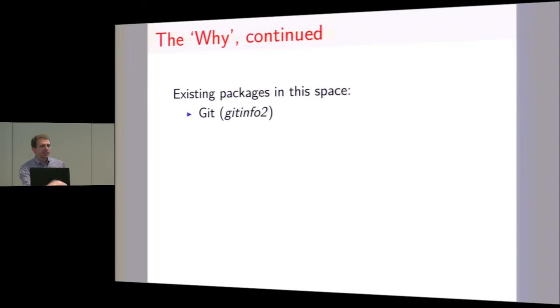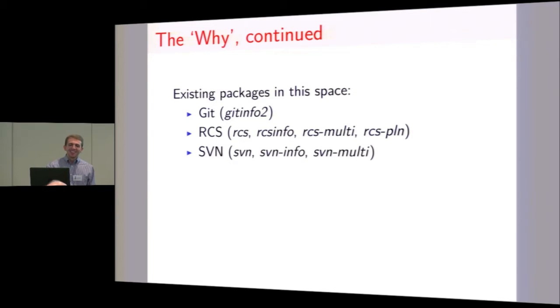So the existing packages in this space: there's gitinfo2, which is a successor to gitinfo by Brent Longborough. And then for RCS, there's a number of packages. SVN, another number of packages. And then there is a generic VC bundle that covers these three and Bazaar, I believe.